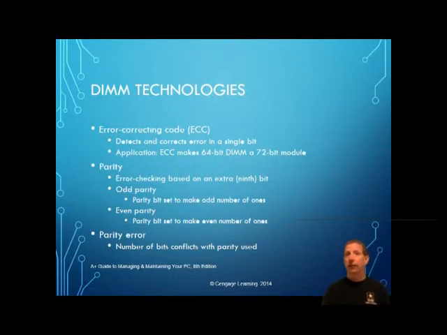Now ECC compares bits when they are written to the module to what is later read from the module. And it can detect and correct an error in a single bit of the byte. Now if there are errors in 2 bits of a byte, the ECC can detect the error but cannot correct it. The data path width for DIMMs is normally 64 bits, but with ECC, the data path width is 72 bits. Now the extra 8 bits are used for the error checking. Now ECC memory costs more than non-ECC memory, but it is more reliable.